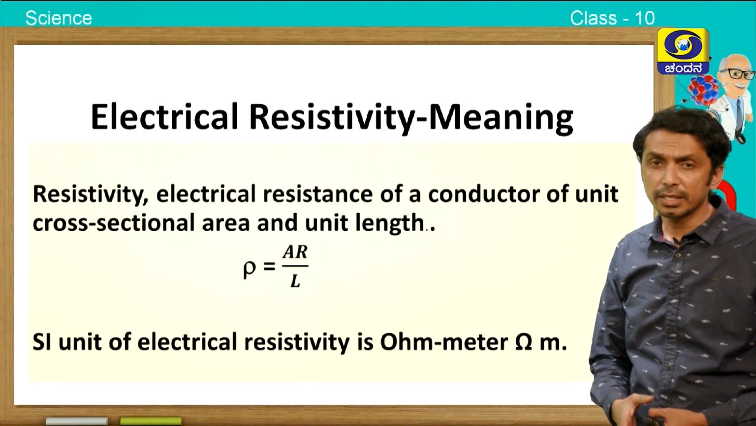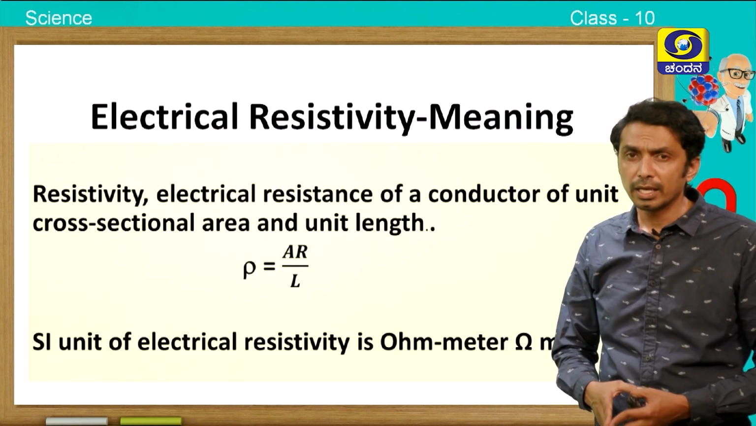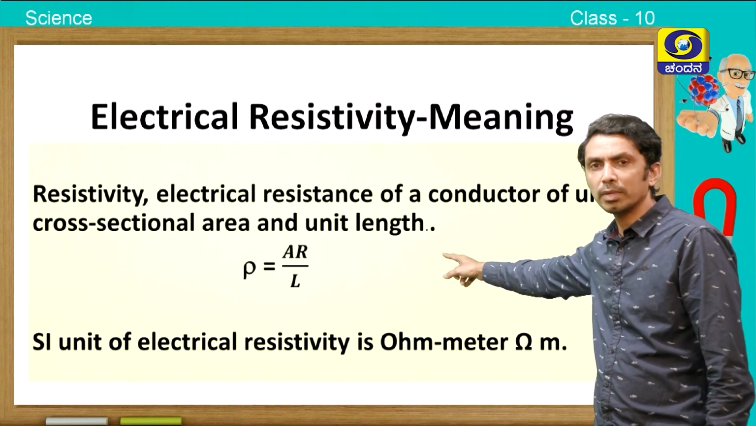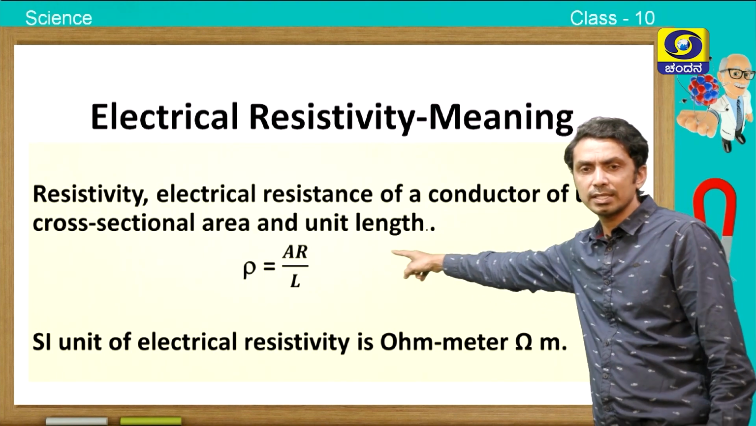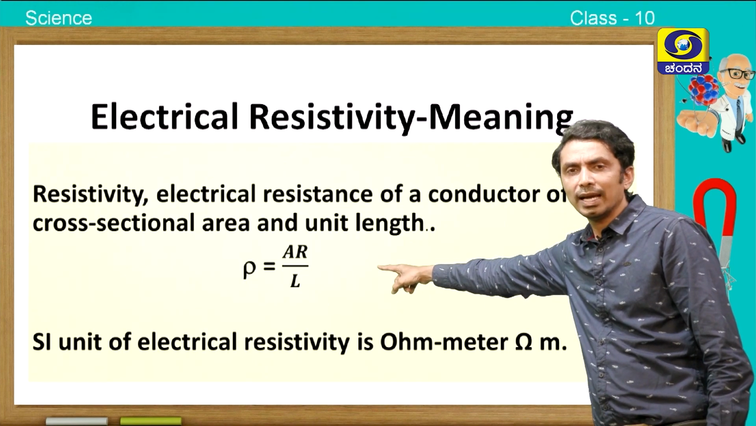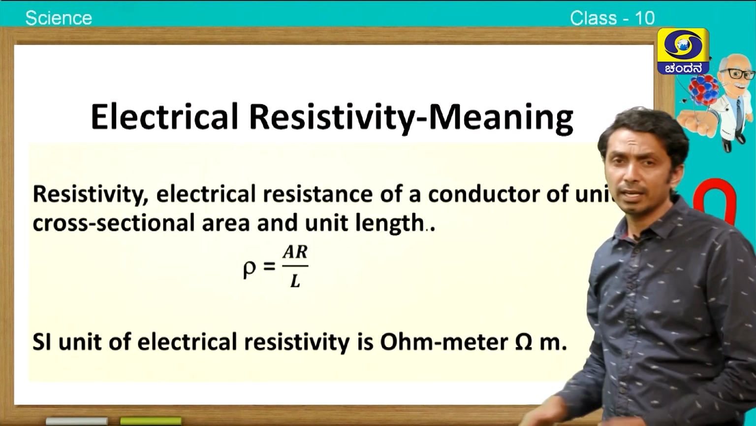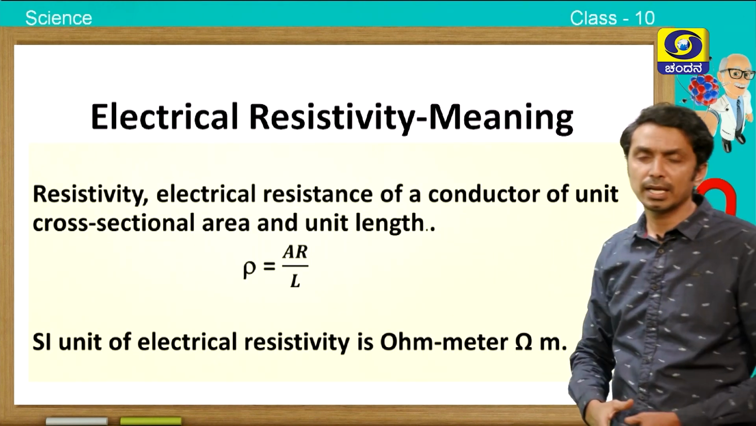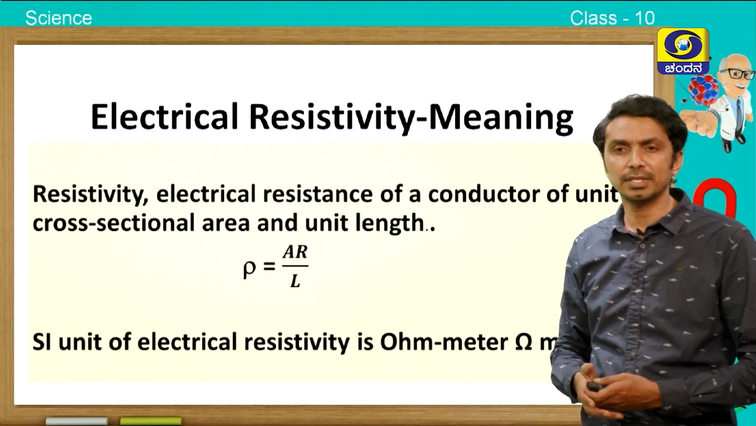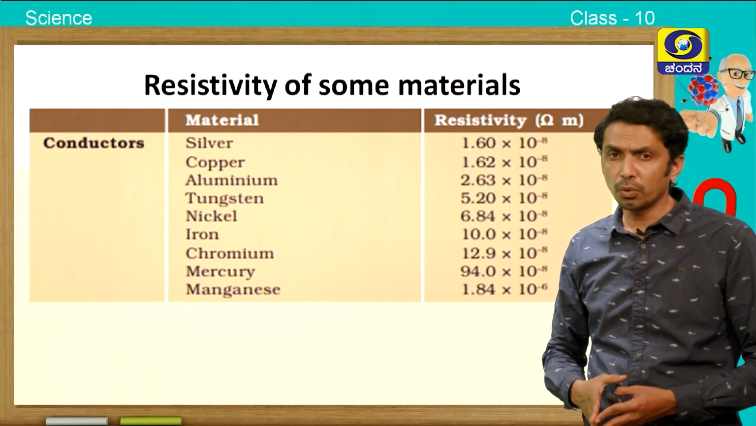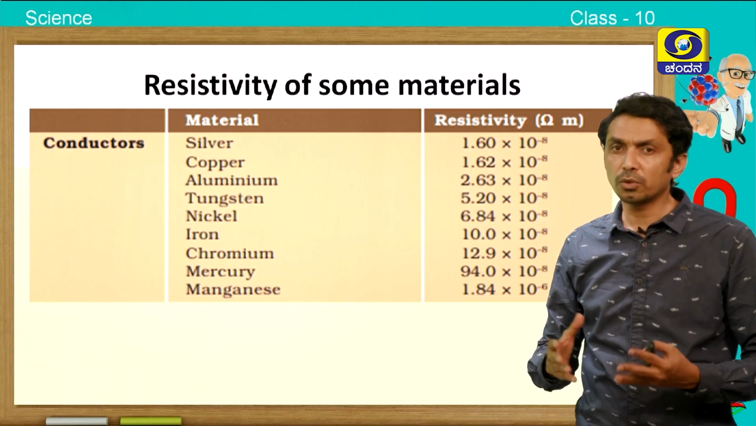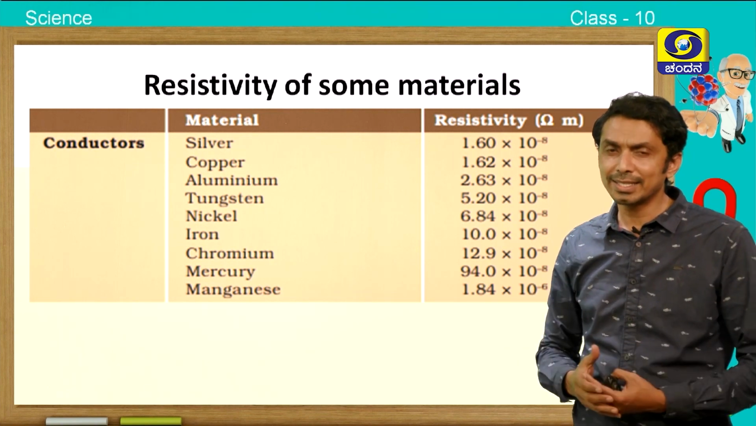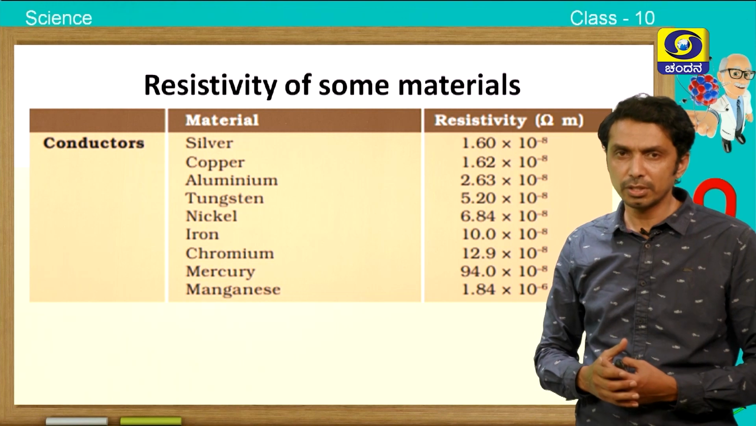And what is the SI unit of electrical resistivity? It is ohm meter. As you can see, resistance is measured in ohm, and area and length are measured in meters. So we get the unit ohm meter as the SI unit of electrical resistivity. I just told you that by making note of the electrical resistivity of any two conductors, we can decide which is a better conductor among these two.